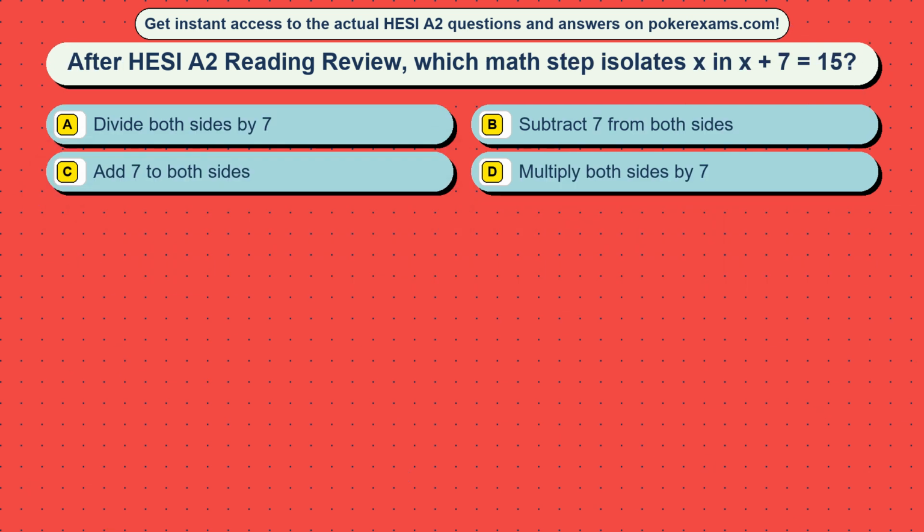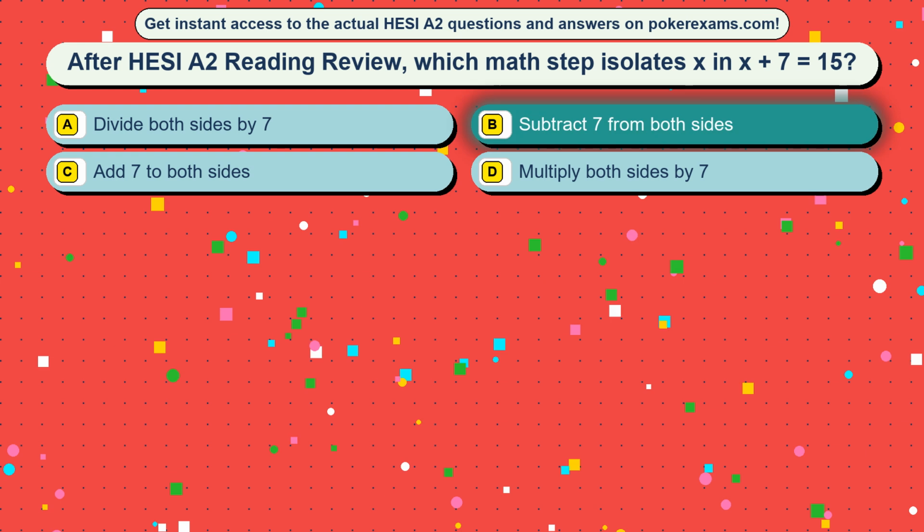Question 16. After HESI A2 reading review, which math step isolates x in x plus 7 equals 15? Option A, divide both sides by 7. Option B, subtract 7 from both sides. Option C, add 7 to both sides. Option D, multiply both sides by 7.